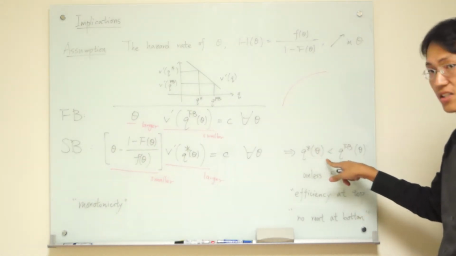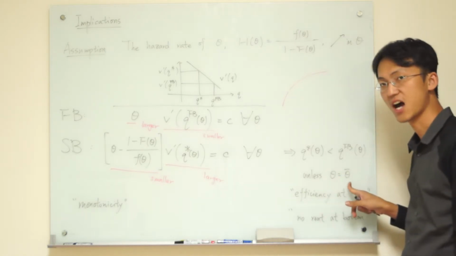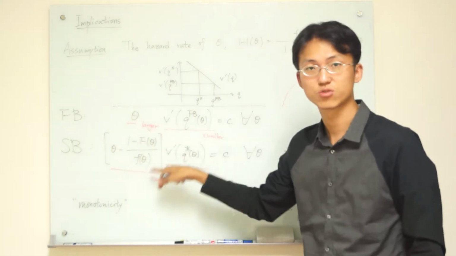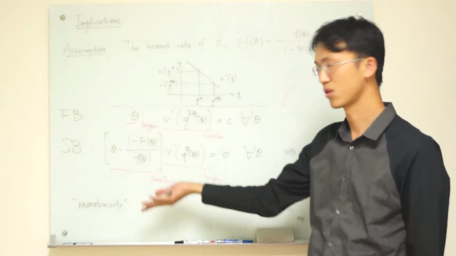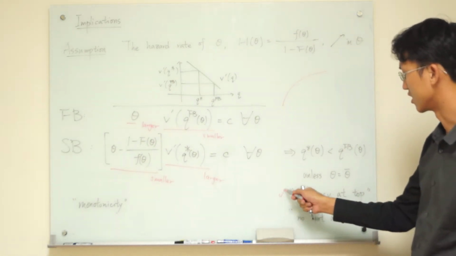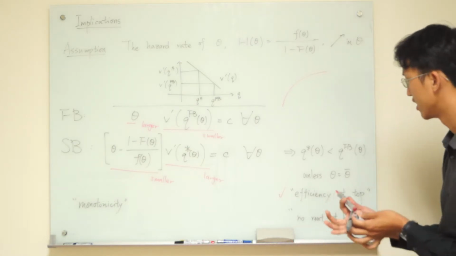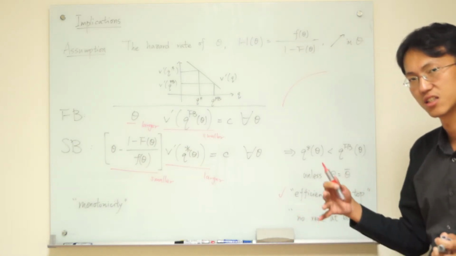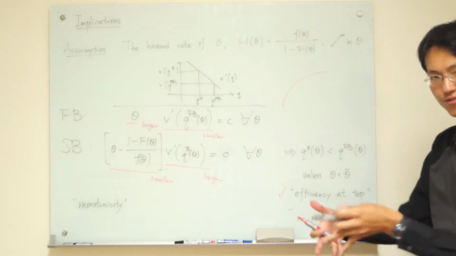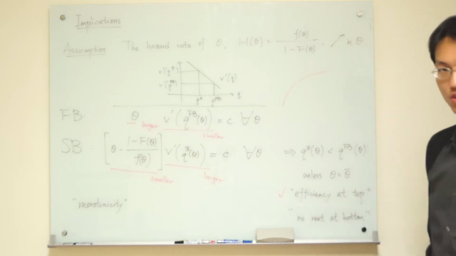Q star of theta is less than Q first best of theta, unless your theta is the highest type. Why? When theta is the highest type, this ratio becomes 0, and you have efficiency. So this is exactly our efficiency at top condition. And now you know more. It's not just saying that efficiency at top. It also says inefficiency for all other types. Only top has efficiency.